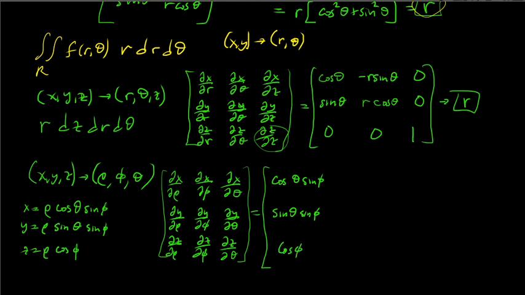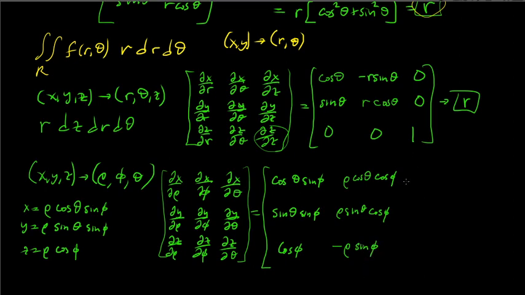Right. Now, with respect to phi, the derivative of x with respect to phi, right? It's going to be rho cosine theta cosine phi. And then for y, rho sine theta sine phi. Oh, sorry, the derivative of sine is cosine. I forgot to take the derivative, right? So sine theta cosine of phi. And then z with respect to phi is going to be negative rho sine of phi.